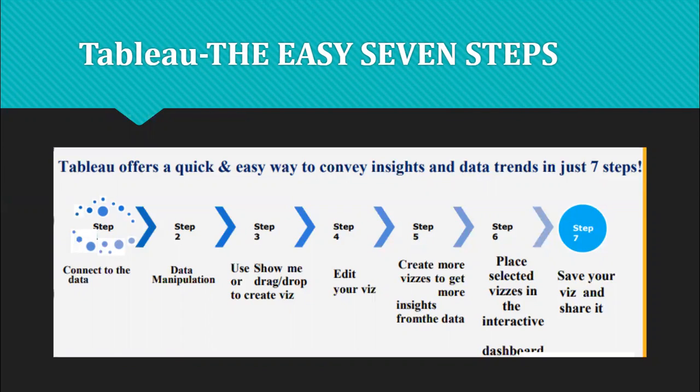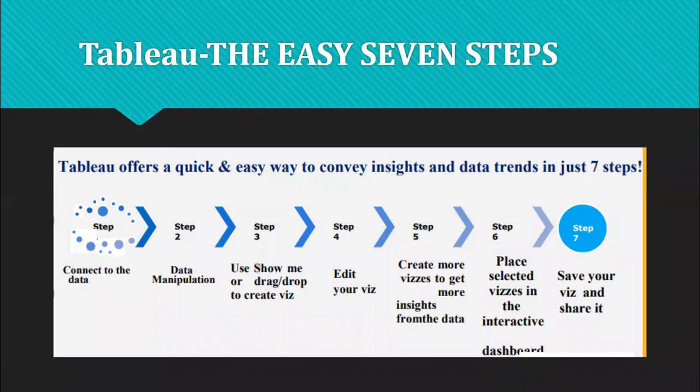तो यहाँ पे बहुत सारे रेडीमेड विजुअलाइजेशन के आइकॉन्स ऑलरेडी दिए होते हैं. You just have to drag and drop कि आपको डेटा कौन से फॉर्मेट में देखना है, कौन से टाइप के चार्ट में देखना है. Then after that edit your visualization. आपको जो भी कॉम्बिनेशन करने हैं वो कंबाइन करके उसको एडिट करो. Then step 5 is create more visualization to get more insights from the data.